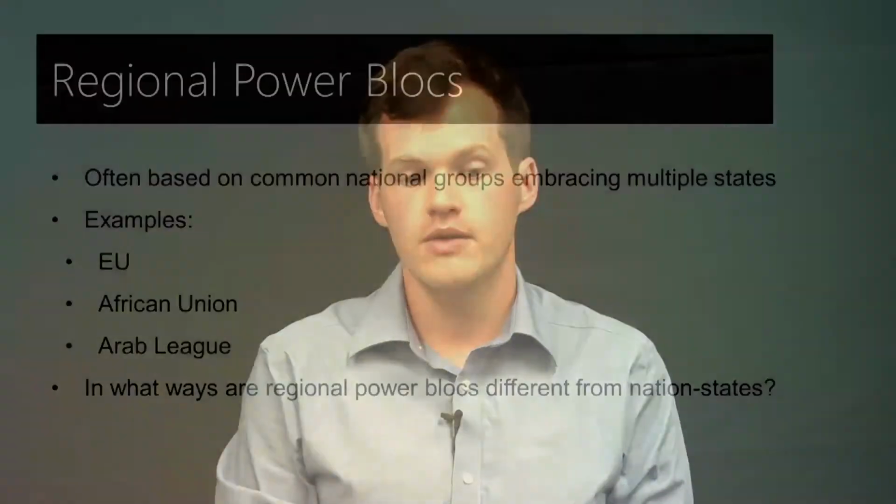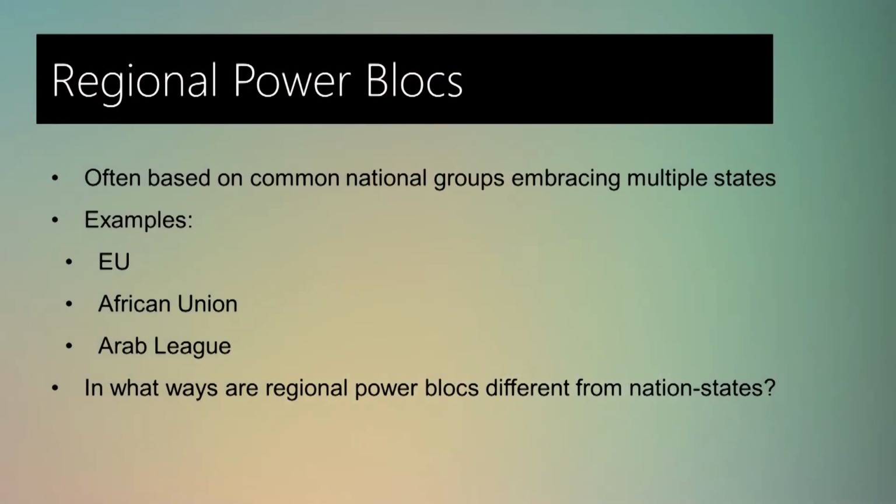So another unique arrangement are regional power blocs. They're a bit different from IGOs for a few reasons. So what they are is that they actually are common national groups encompassing multiple states. So some examples might be the European Union, or EU for short, the African Union, or the Arab League. So in what ways might these be similar or different from the usual idea of the nation-state?